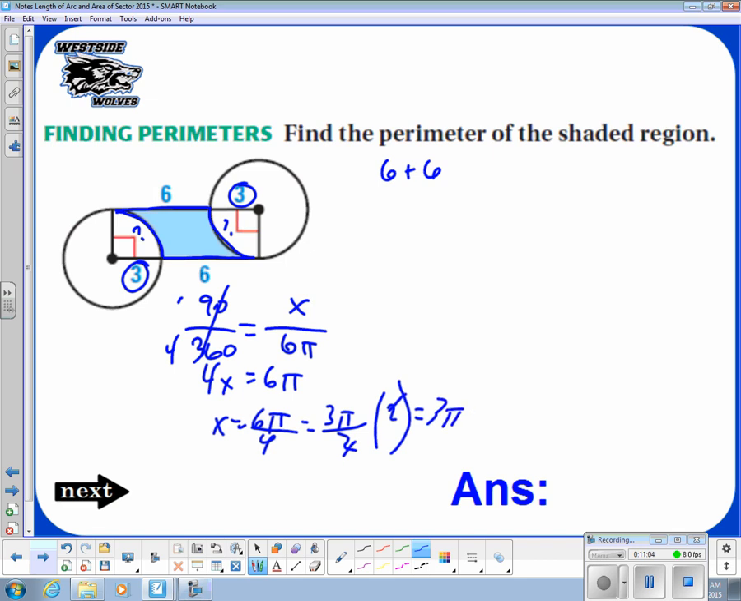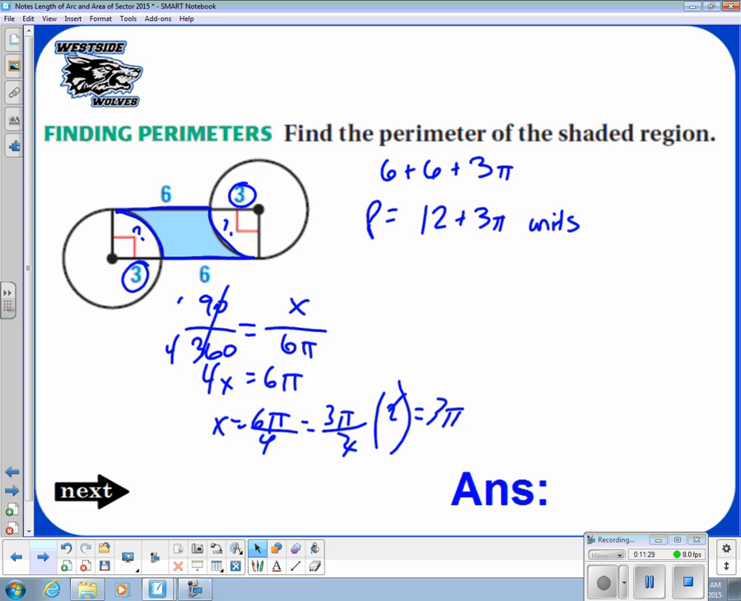So we're going to have 6 plus 6 plus 3 pi, which we can simplify as 12 plus 3 pi. And of course, that would be the perimeter of our shape here. And don't forget our units, which is just units in general. And that's our perimeter. You'll have a lot more problems like that when you do your homework. All right, and that brings us to the end of the first half of this lesson.